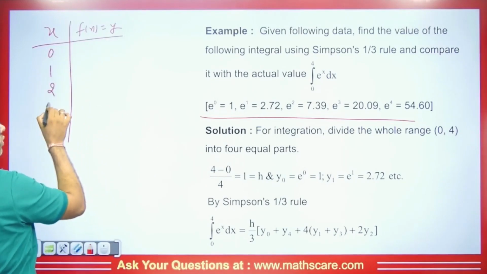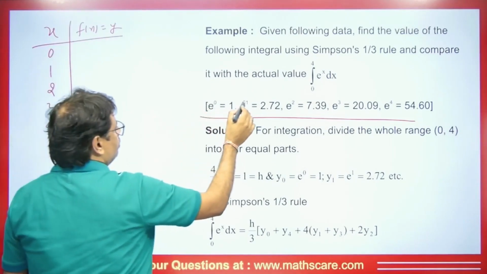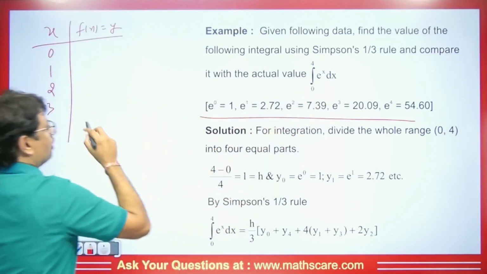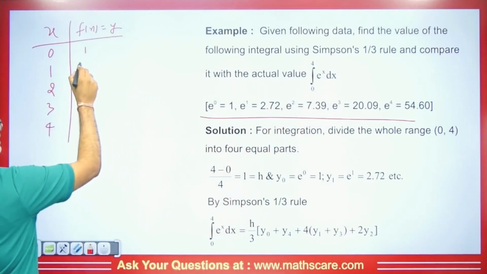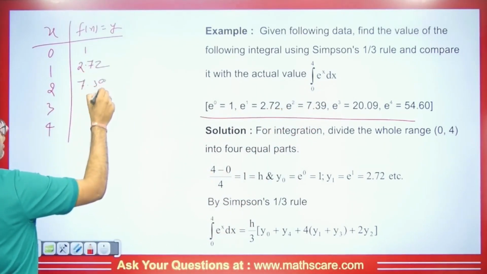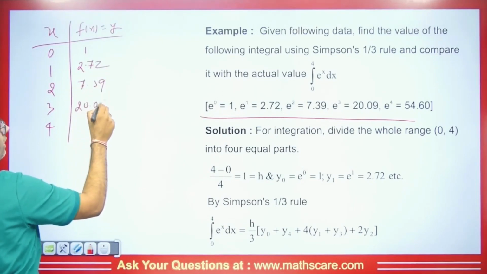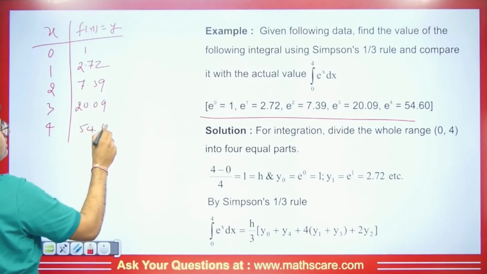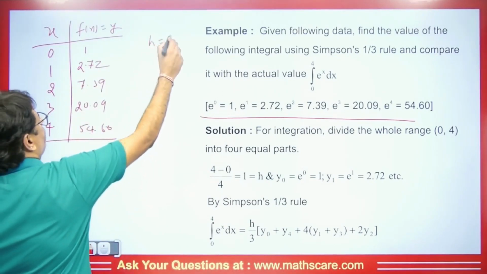The values of x given are 0, 1, 2, 3 and 4. What are the values, students? 0, 1, 2, 3 and 4. Okay. I hope you are understanding this. The corresponding values are 1, 2.72, 7.39, 20.09 and 54.60, which are also given. Right? I hope you all are getting these values. The value of h here is coming 1.